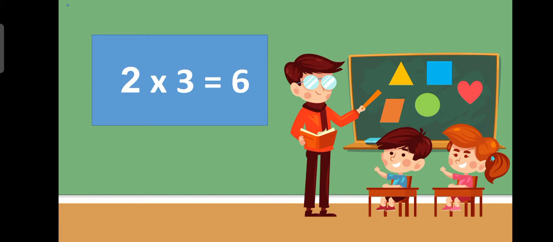Like, we have 2 by 3, it's equal to 6. So, 2 and 3 are factors of the multiple 6. If we have 2 by 3, the 2 and 3 are called the factors. If we have 2 by 10 equal 20, 2 and 10 are factors of 20. 5 by 3 is equal to 15. 5 and 3 are factors of 15.